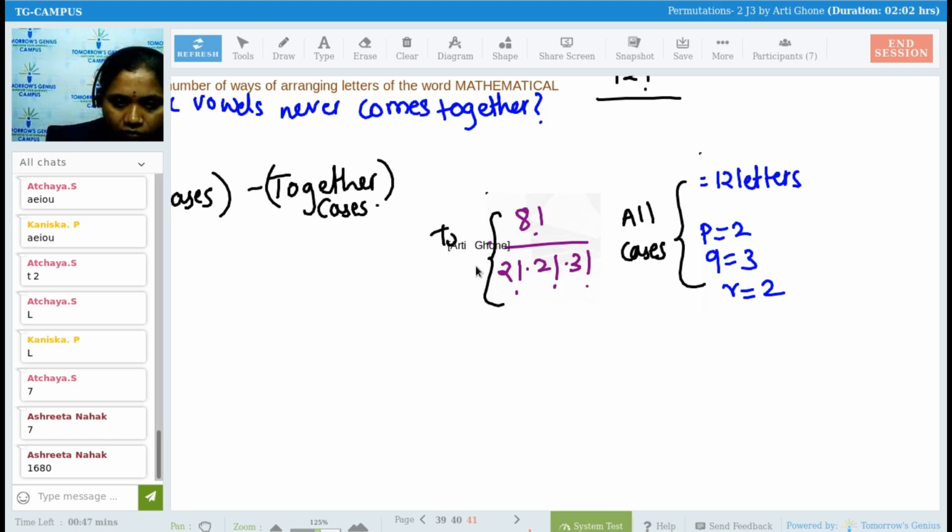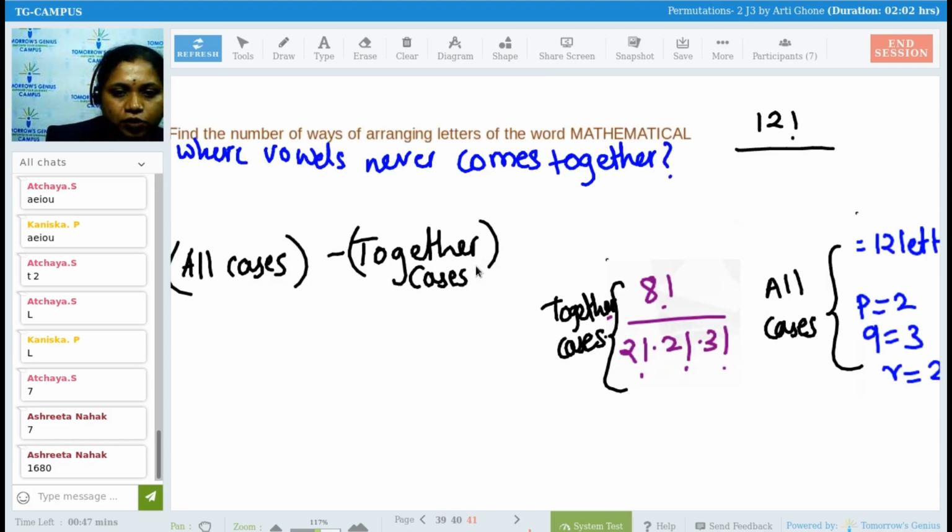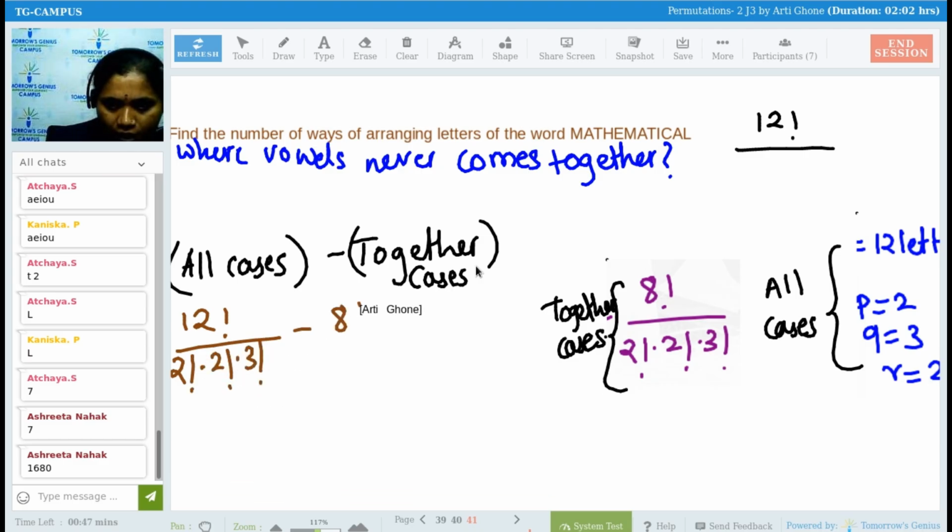Together cases. Clear? Now just do the calculations, you will get the answer. 8 factorial, sorry, total cases are 12 factorial upon 2 factorial into 2 factorial into 3 factorial minus 8 factorial upon 2 factorial into 2 factorial into 3 factorial.